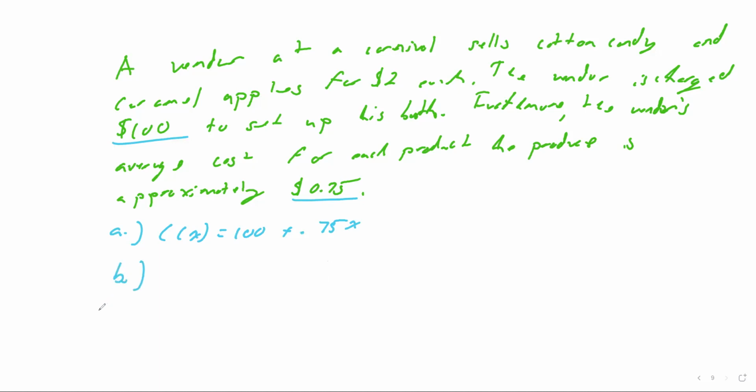The second thing they want you to do is write a revenue. How much money does the guy get? So that would be your R(x). Well, he charges $2 each. So whatever he sells, it'll just be 2 times whatever that amount.